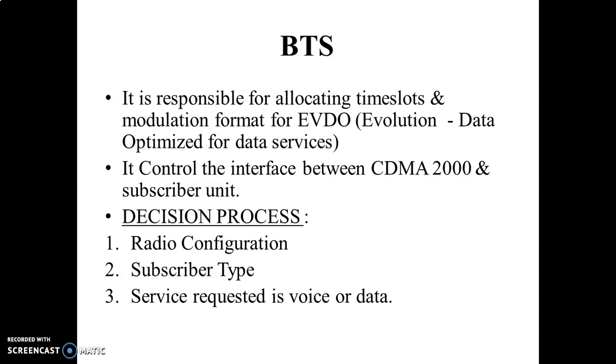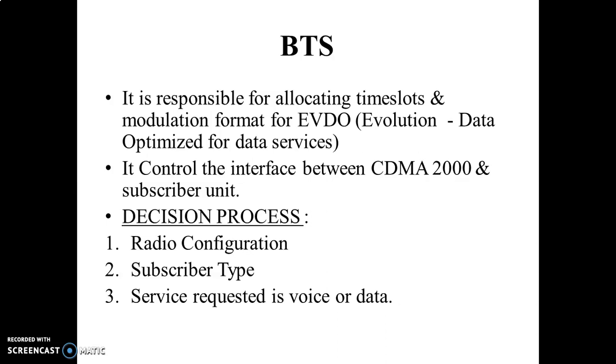First one is the multiple carriers that operate from the site. Next one, forward power allocated for the soft handoff. So these are the various BTS control aspects. Okay, so moving on to the BTS decision process. These are the three components involved in the BTS decision process. First one is the radio configuration, then subscriber type, then service requested, voice or data.